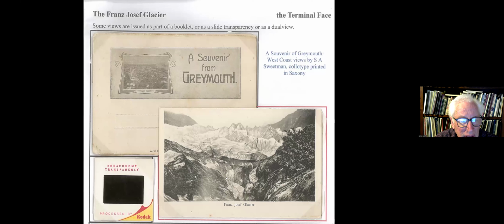So these are other items related to the terminal face. It's a little group of pictures in a souvenir packet. And here is, well, you won't be able to see the picture, but it's a slide of the snout that someone has taken.